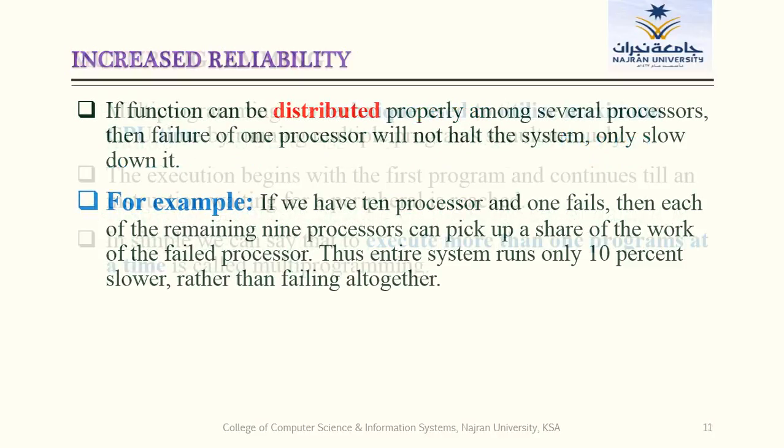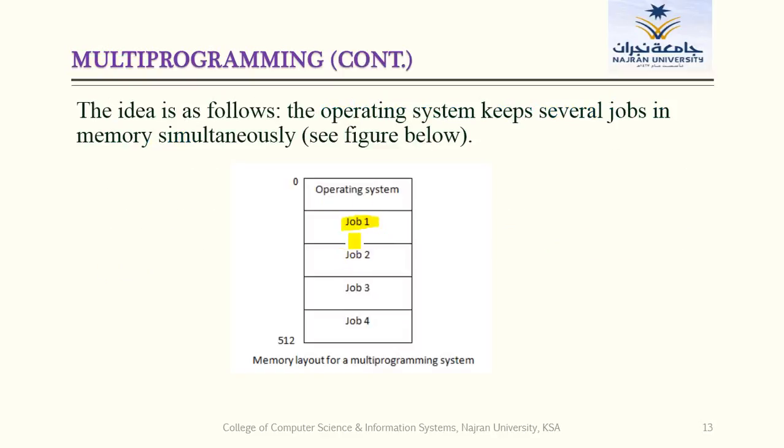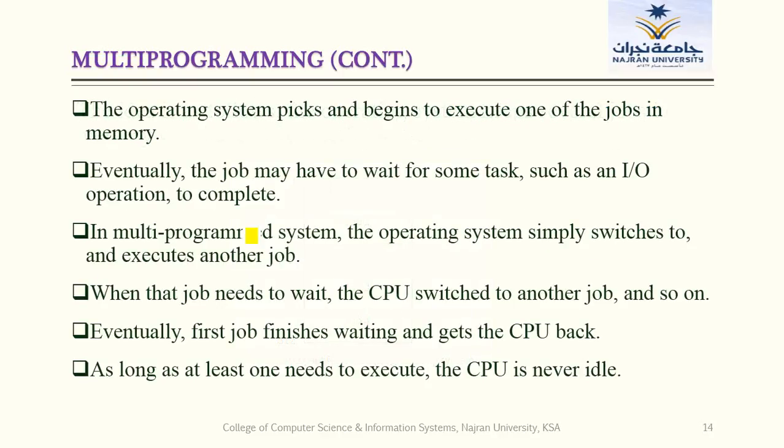Next we have seen multiprogramming. What is multiprogramming? Executing more than one program at the same time. Why do we use this technique? Because it is used to utilize maximum CPU time. We don't want our CPU to go and sleep; we want to make our CPU busy. So to make the CPU busy, we must have many programs in memory to execute. This concept is called multiprogramming. Then I gave one example of how it works.